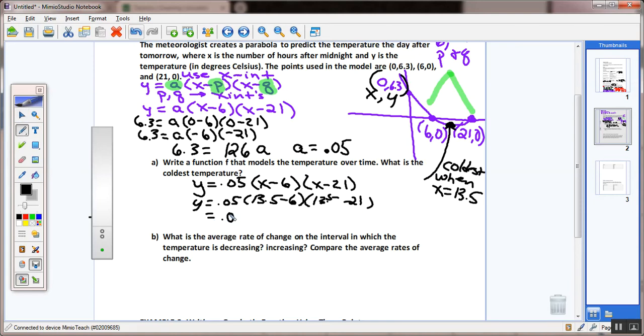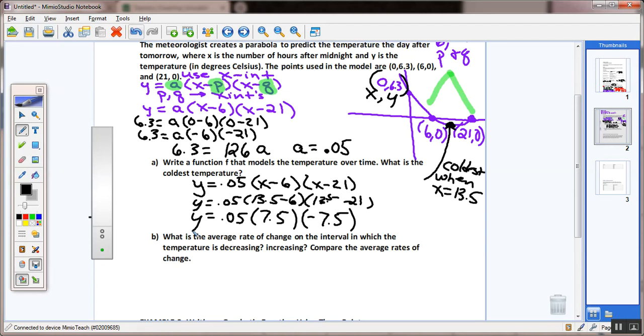7.5. So this becomes 0.05 times 7.5. And then I need you to do 13.5 minus 21. Negative 7.5. Okay, so here's what I need, kids. I need you to find this value for me by taking 0.05 times 7.5 times negative 7.5.